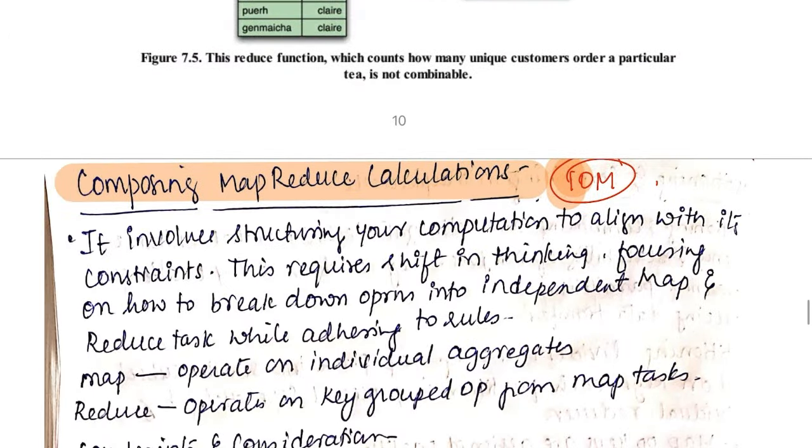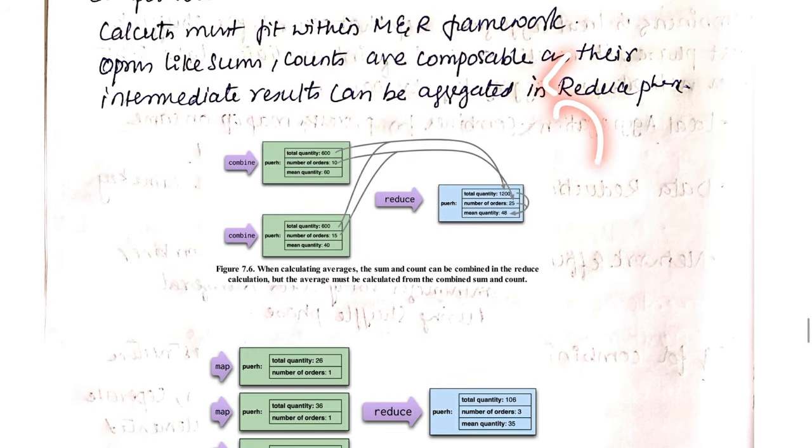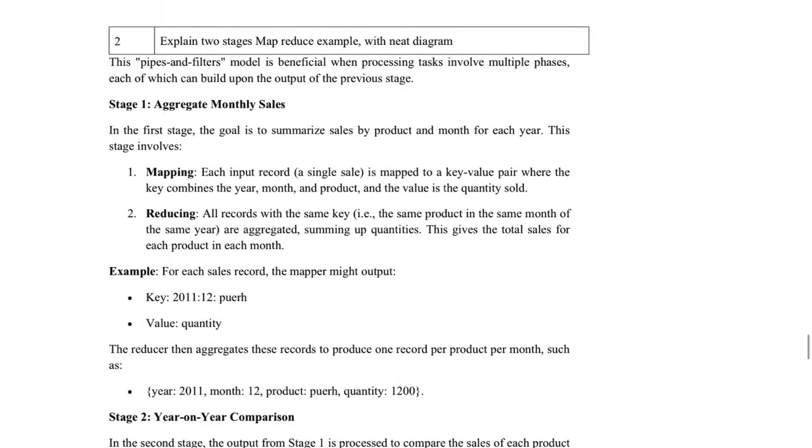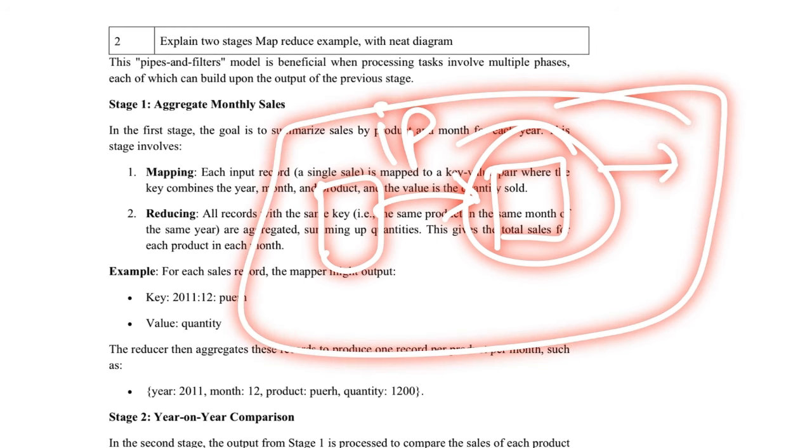So combining map reduce calculations is slightly trickier. I'll just go through this again, and let's look into the 2 stages of the map reduce example. This pipes and filters model is beneficial when processing tasks involves multiple phases, each of which can be built upon the output of the previous stage. So from stage 1 we are getting the input and then further processing it, thereby getting it in 2 stages.